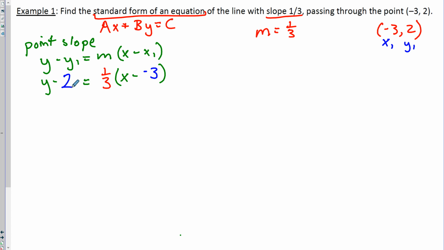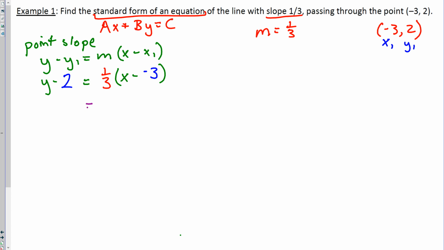So all that I've done is I replaced m with 1/3. The x1 was our x value for my point, which was -3. The y1 was the y value for my point, which was 2. And then we want to take this and go ahead and simplify it down. We're trying to make it look like the standard form, right, with x and y on one side of the equation, the constant on the other. So to start that off, we'll go ahead and simplify this down.